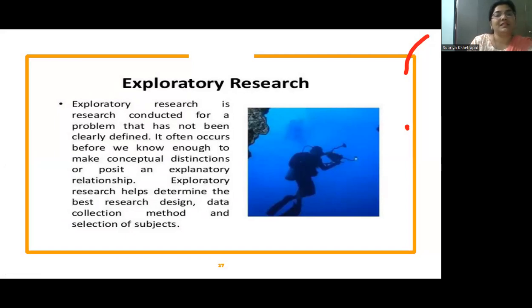Now next comes the exploratory research. Okay, so exploratory research is a research conducted for a problem that has not been clearly defined. तो जैसे let us consider कि आपको एक प्रॉब्लम दिया है, इस प्रॉब्लम का सॉल्यूशन किसी को नहीं पता है, बट वन हैज टू डू इट, राइट. ठीक है, तो इस प्रॉब्लम का सॉल्यूशन किसी को क्लियरली पता नहीं है, बट वी आर डूइंग दिस.